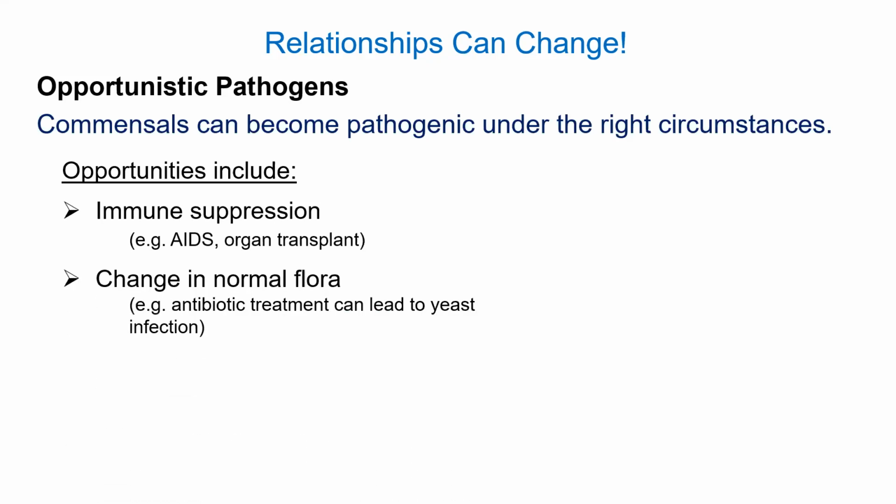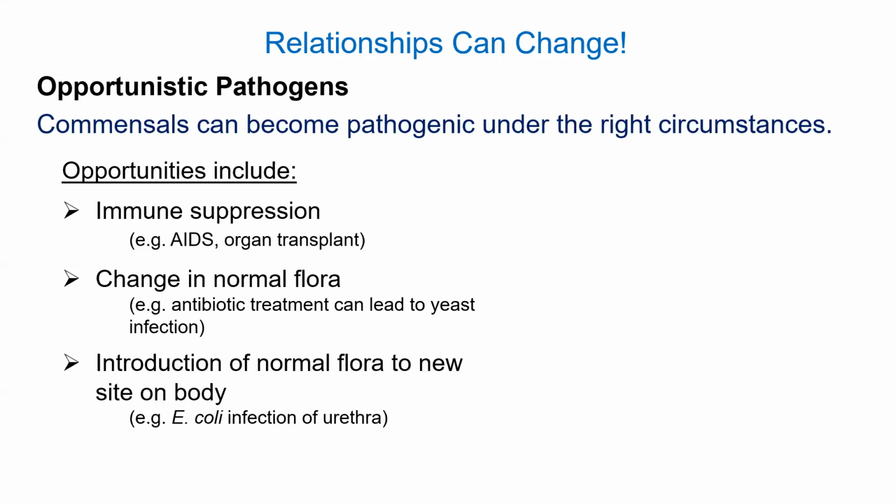Another is a change in normal flora. So we mentioned this when people get antibiotic treatments, and this can lead to yeast infections or Clostridium difficile infections, and that's opportunistic, and there's no immune suppression there. Sometimes we're talking about introducing your normal flora to a different anatomical site. So a classic example is intestinal bacteria getting to your urethra. And this is why we're telling our children to wipe away from the urethra, because we don't want to be introducing things like E. coli to the urethra and getting urinary tract infections.